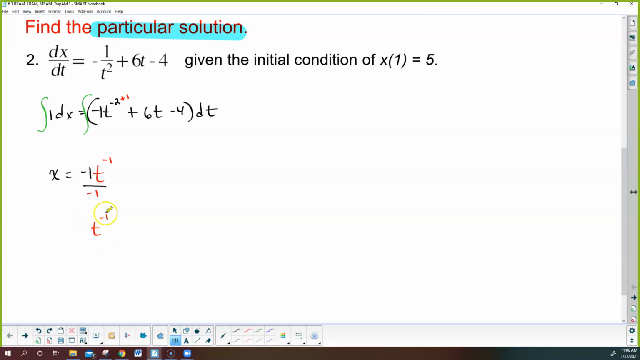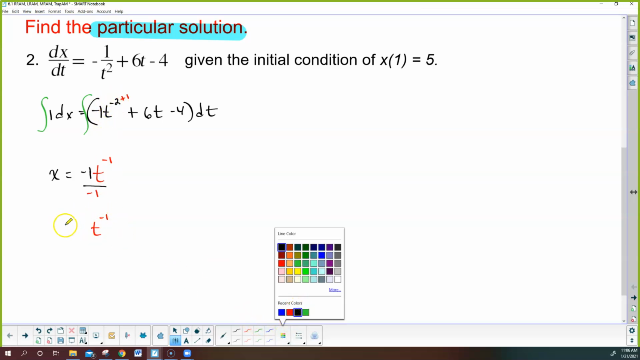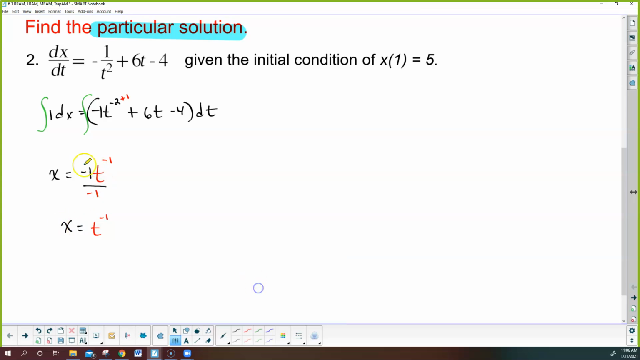Now, here's my answer. If I take the derivative of that, do I get back where I started, the original black piece right here? Yeah, the negative 1 comes down. That's where this negative 1 comes from. And then I take 1 away, so it turns into a negative 2. This is the step I would do in my head.